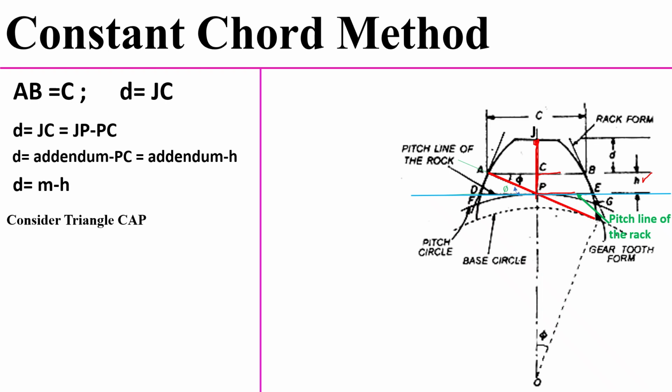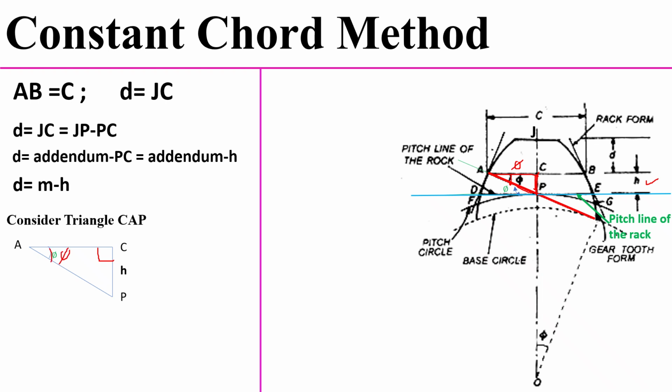Now we have to calculate the h value. Small h is the PC or CP. Let's consider the CP value as h. For determining this we have to consider one right angle triangle, CAP, which makes the pressure angle phi. Here once again you have to redraw. So this is the right angle triangle, making the angle phi at A.